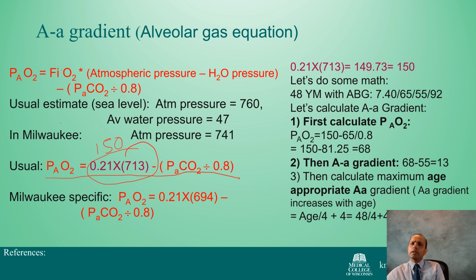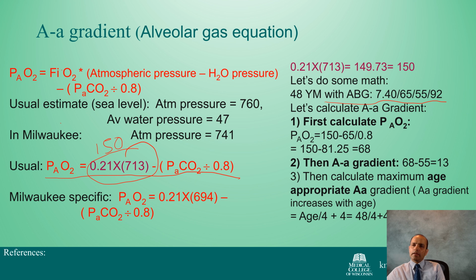This is the alveolar PAO2. So let's do some math. Somebody has an ABG with a carbon dioxide of 65. So let's calculate the A-a gradient. First you start with the big A: 150 minus 65, the carbon dioxide number, divided by 0.8. So this is going to be 81.25. What is the small a? Small a, you know from the ABG, is 55. So when you subtract, it's going to be about 68 minus 55, which is 13. So that is your A-a gradient.